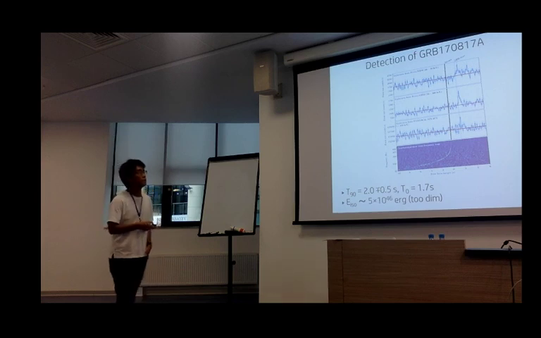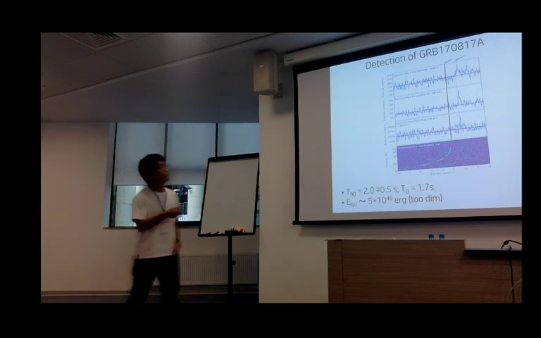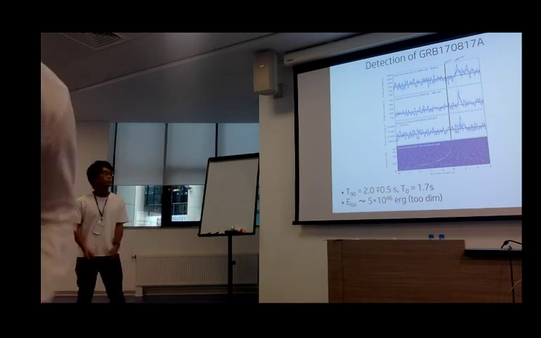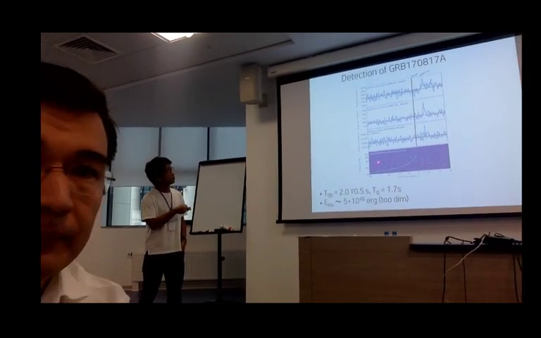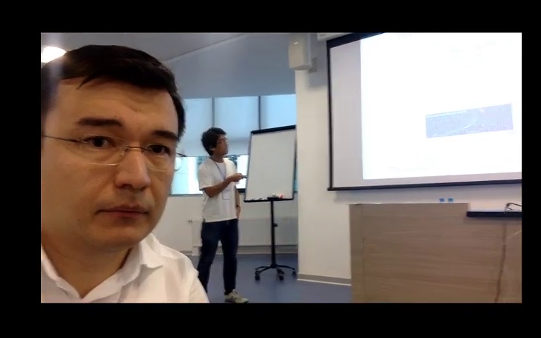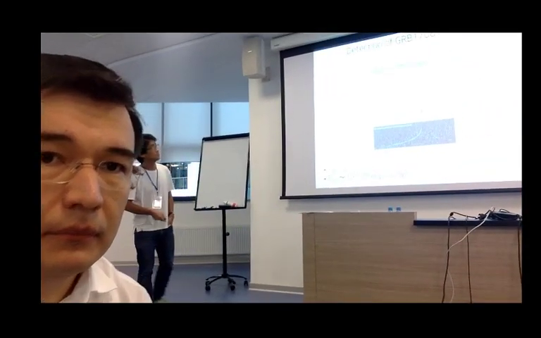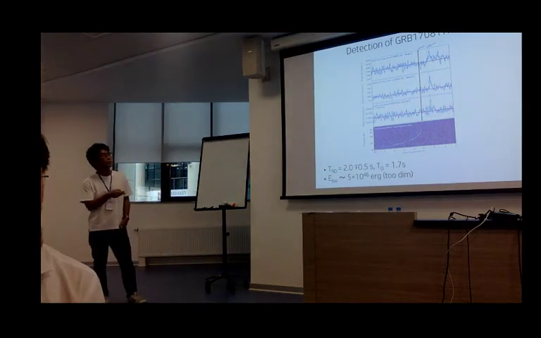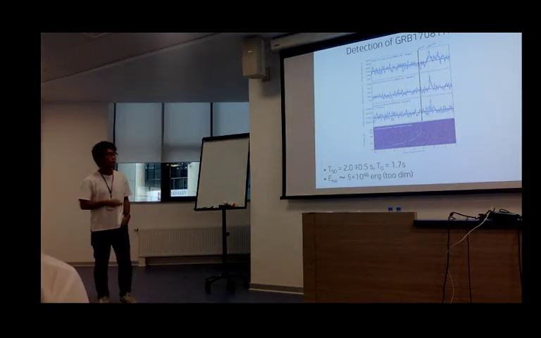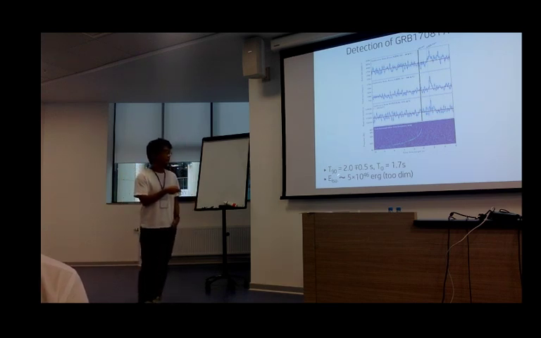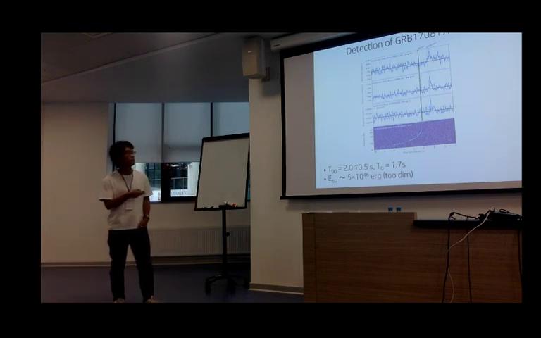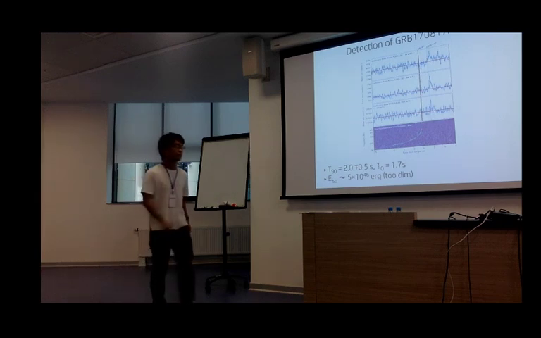For GRB 170817A, Fermi GBM and INTEGRAL observed gamma ray photons from 1.7 seconds after the merger. Here is a spectrogram and light curve. Here is the merger time, and the 3 panels are gamma ray observatory data. You can see that the gamma ray is detected just after the merger. Because the T90 is about 2 seconds, this gamma ray burst is classified as a short gamma ray burst.